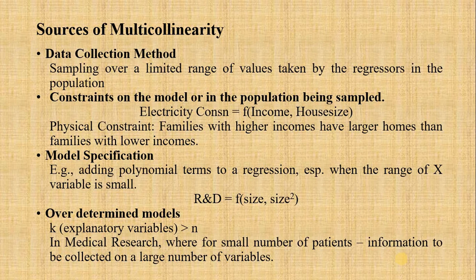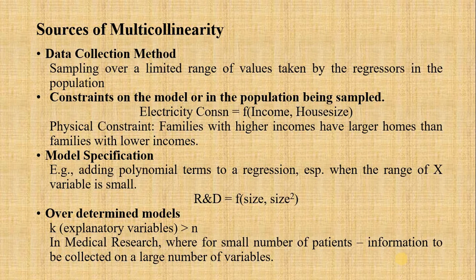So this is the model constraint. We cannot remove one variable, because if we say electricity consumption is a function of house size only, then we are ignoring the income, and we cannot say electricity consumption on the basis of income alone. So we need both variables, but when we include both variables, there is a possibility of collinearity. This is the constraint in the model. And the third problem is model specification.